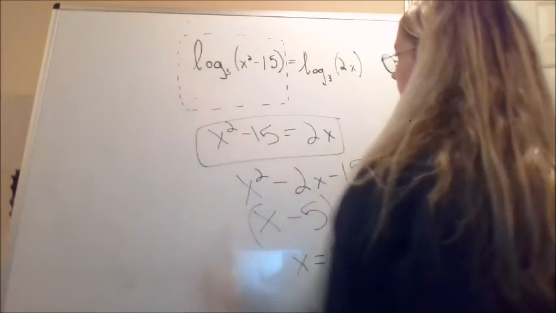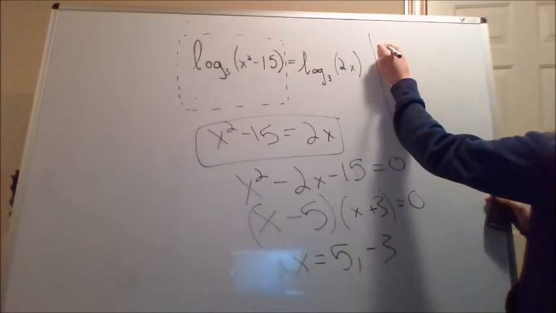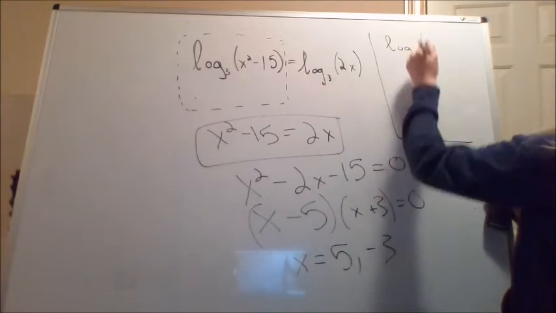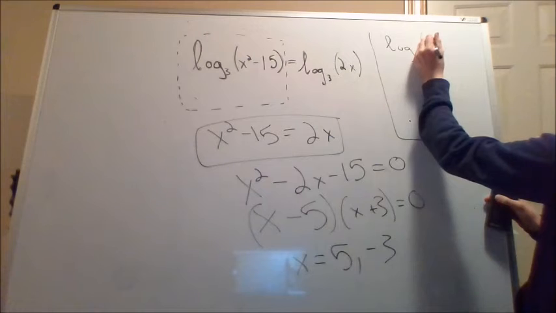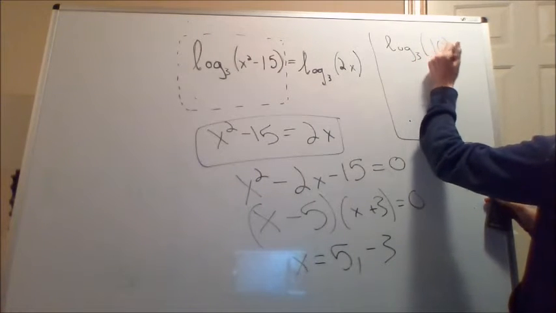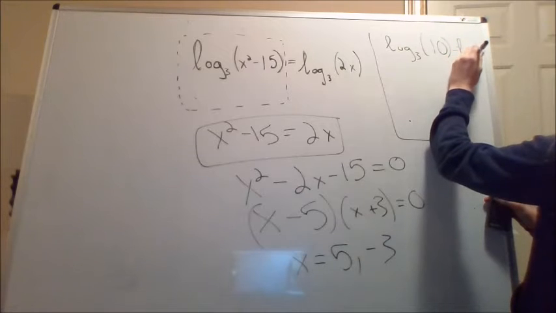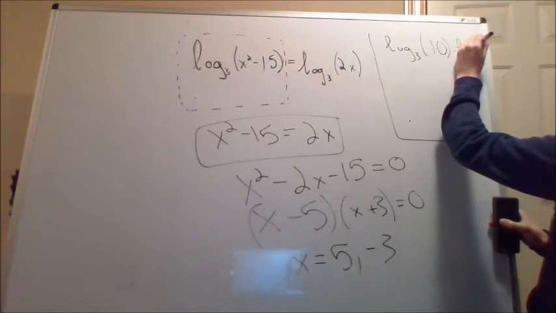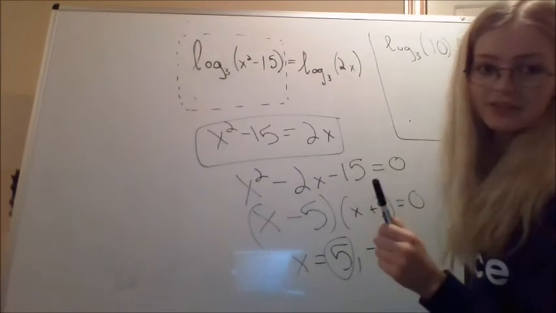If we do that, we get log base 3. If we put a 5 in here, we're going to get 25 minus 15, which is 10, equals log base 3 of 10, which is true. So this is a good answer.